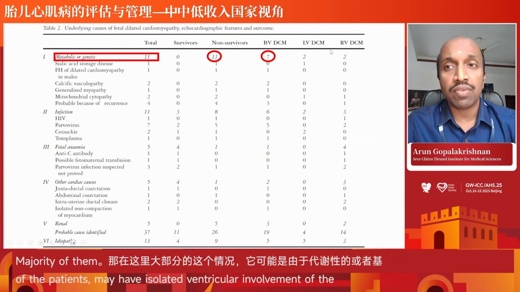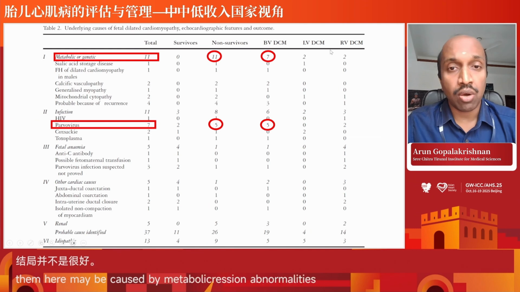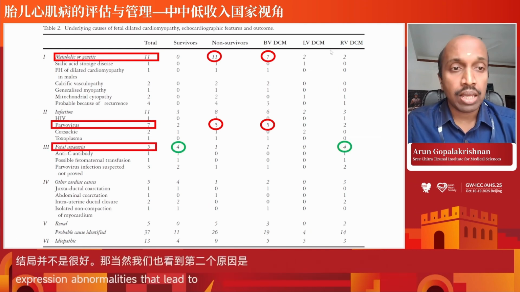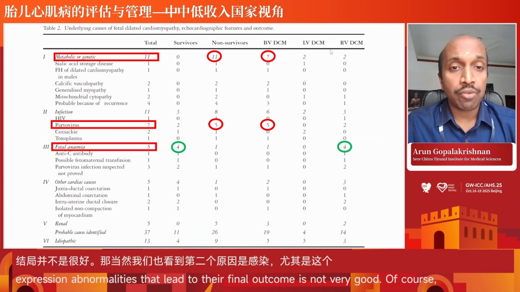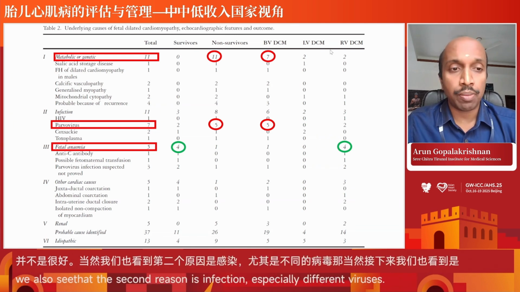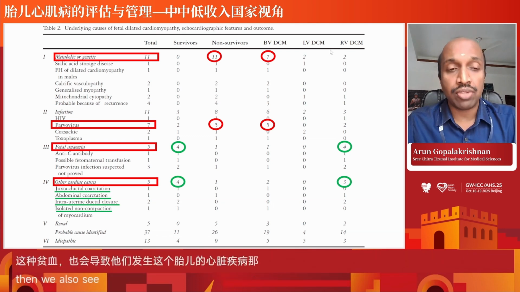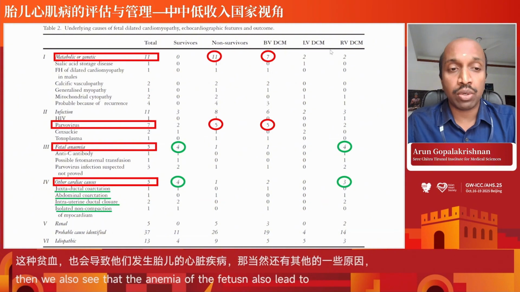Most of them do not survive. Infection is the next most common, and parvovirus, they also tend to have a poor outcome. But coming to the next most common, fetal anemia, most of them tend to survive, and they have an RV involvement more common. Some of the other causes, again, are more relevant to diagnose in fetal life because we can make a difference to them and they have a good outcome.